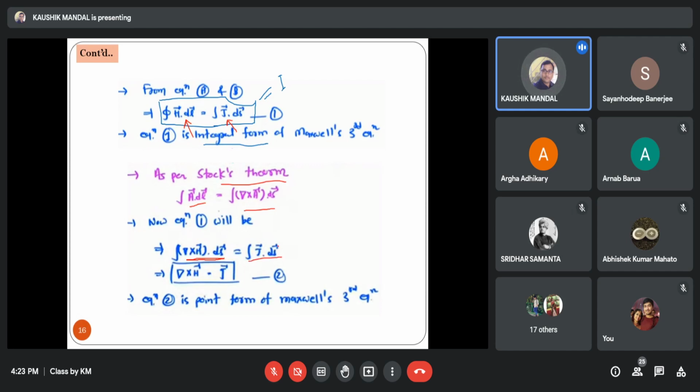Now on both sides it is a surface integral, so it becomes curl H equal to J. This is the differential form of Maxwell's third equation. It is also called the point form or the differential form. So equation 2 is representing the differential form of Maxwell's equation.